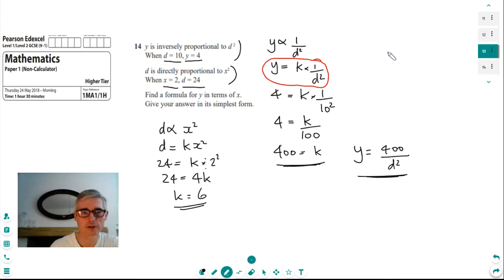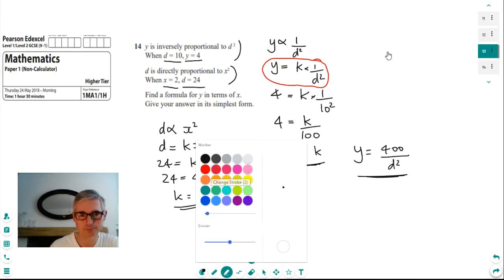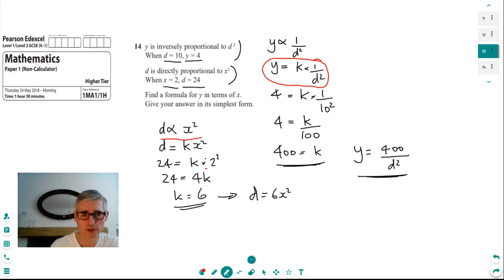And from that, we can create a second equation linking d and x squared. It follows that d is equal to 6 times x squared. And we got that by substituting the value of k that we just found into this equation. So there we go, we've got two equations now. We've got d equals 6 times x squared, and we've also got y equals 400 over d squared.